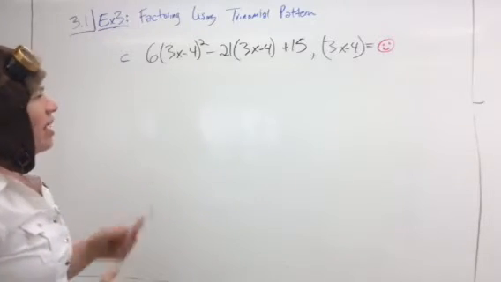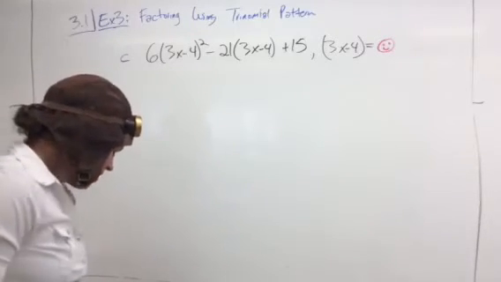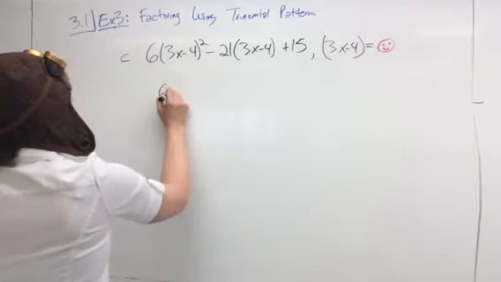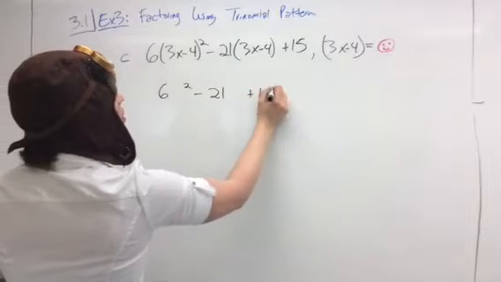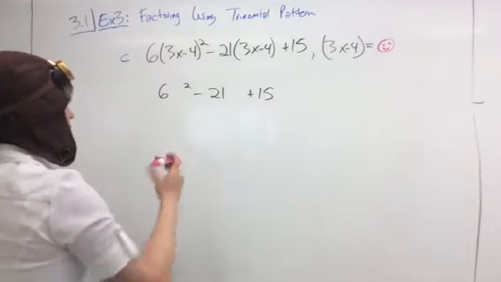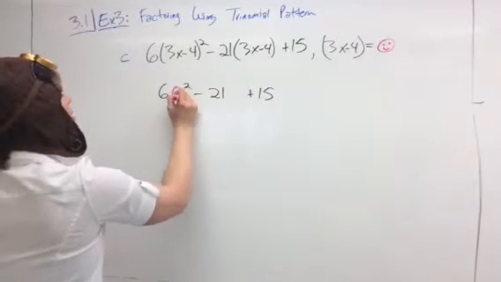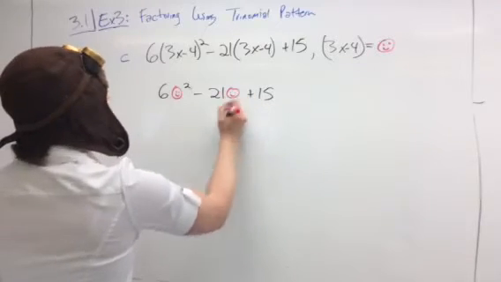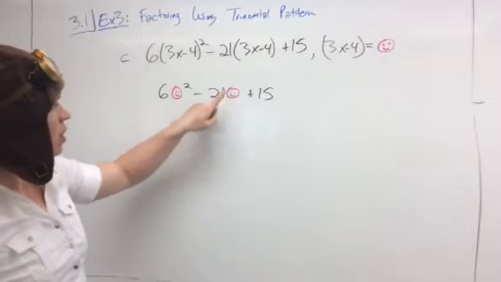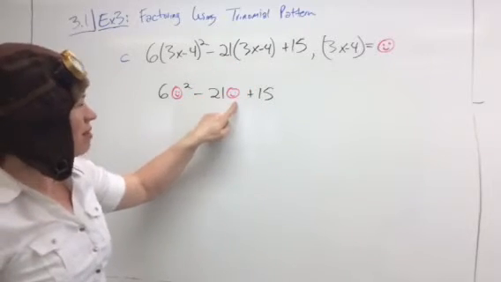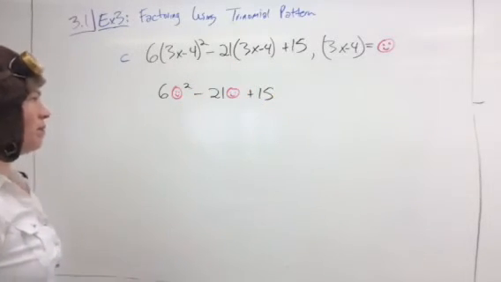So now we're going to rewrite it with the pink smiley face. I'm just going to write my black stuff first and put in my pink smiley faces. So I've got 6 pink smiley face squared, 21 pink smiley face, plus 15.